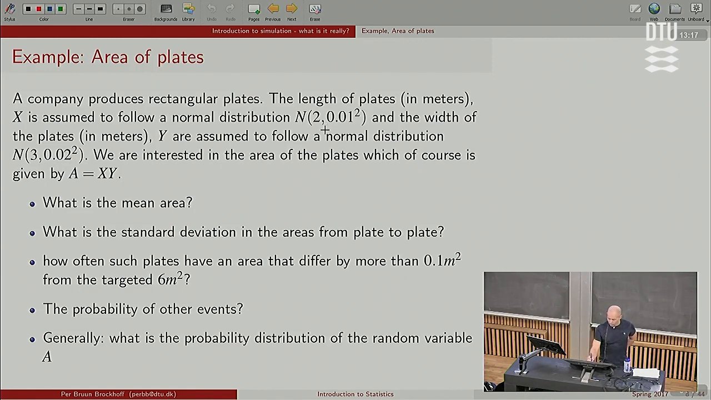The length is on average 2 meters, but with a standard deviation of 1 centimeter. So plus minus 2-3 centimeters. The widths are 3 meters on average with a double standard deviation.